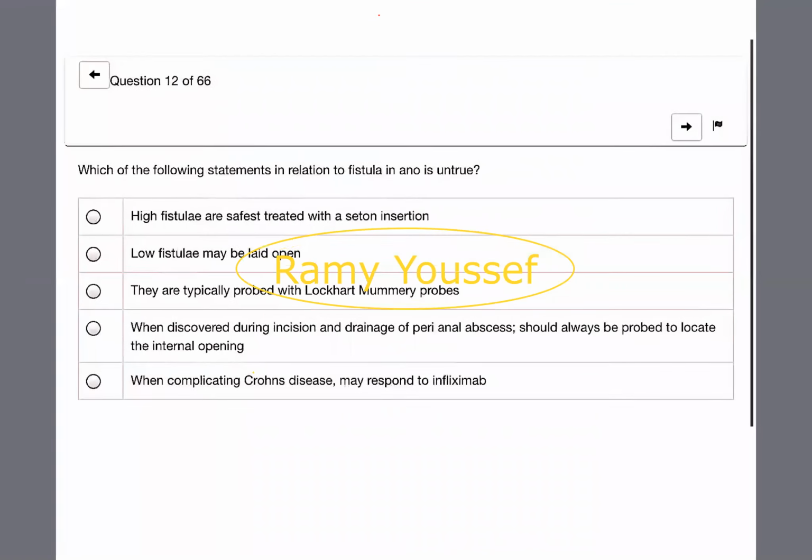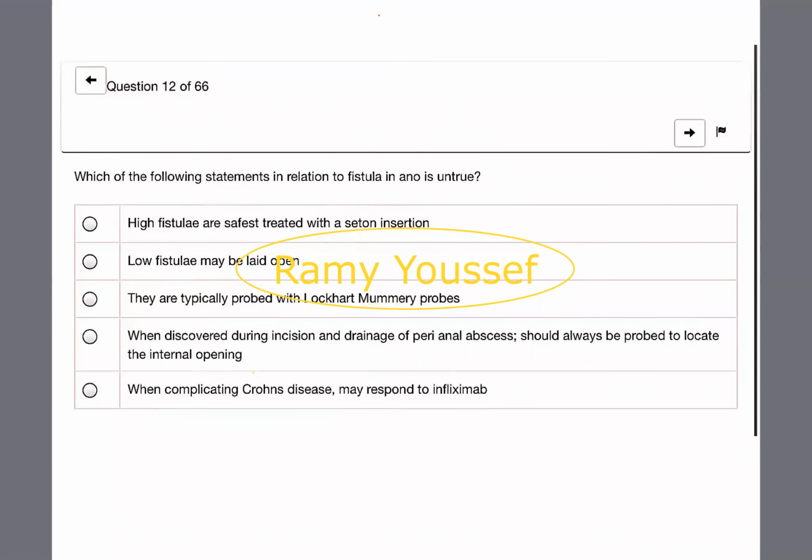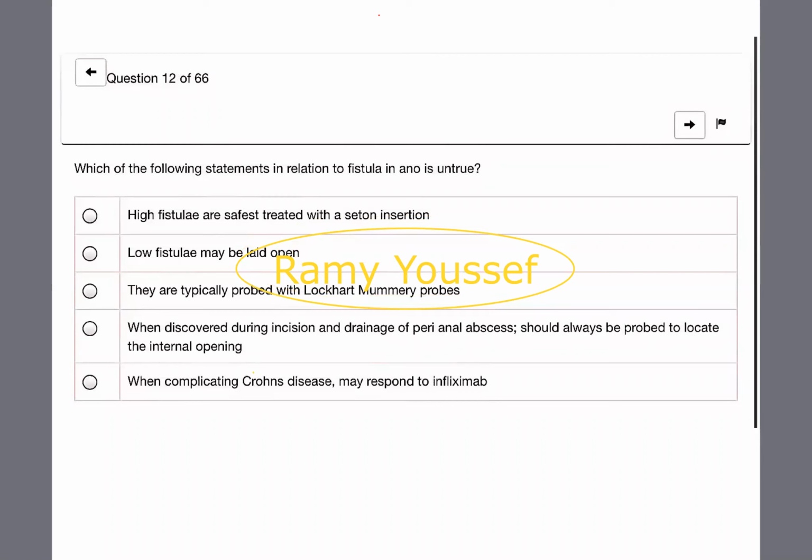Okay, next question. Which of the following statements related to fistula in ano is true? High fistulas are safely treated with a seton insertion. Right. High fistula is safest treated with a seton. Yes, it's right. Low fistula may be laid open. Yes. Fistulas are typically probed with a probe. When discovered during incision and drainage of a perianal abscess, one should always probe to locate the internal opening. No, this is wrong. Complicated chronic disease may respond to infliximab. Yes.